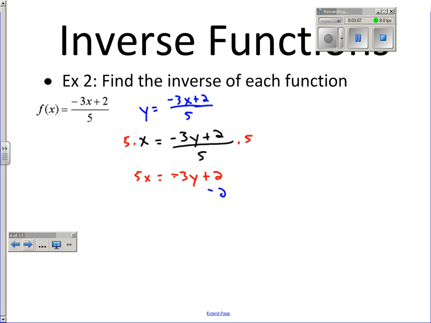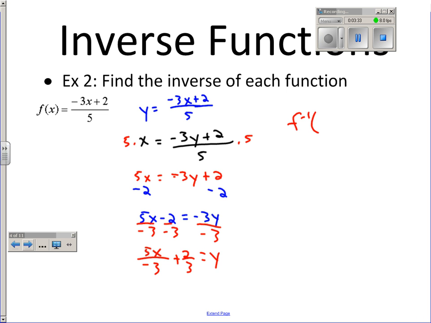Now I'm going to subtract 2 on both sides. I have 5x minus 2 equals negative 3y. Again, here I can divide by negative 3 the whole thing or each individual term. Negative divided by negative is a positive. And then the last thing I want to do is to switch the y back to f of x. Could have also had this written as 5x plus 2 all divided by 3. Either one, they mean the same thing.